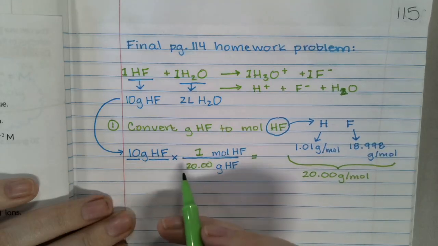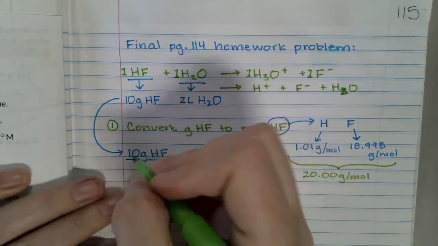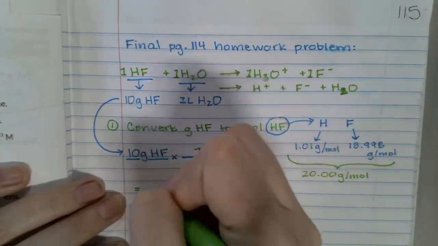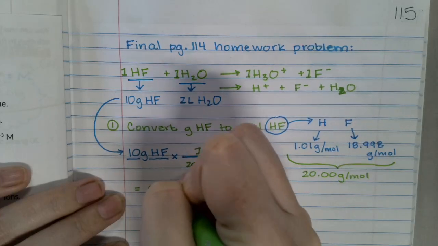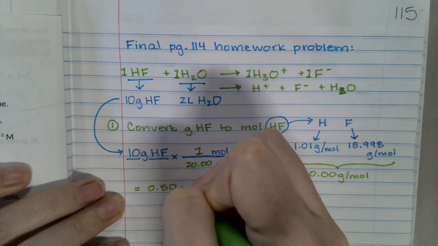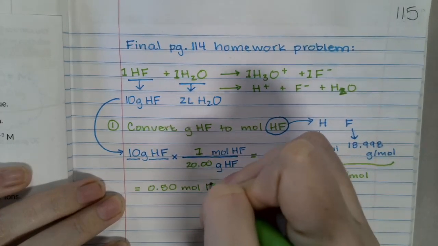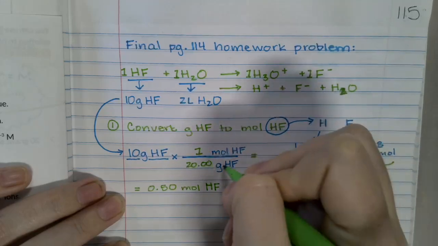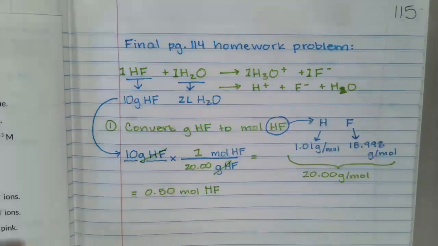Okay. So we're going to calculate an answer to that, and that's going to give us, let's see, it's going to be 10 divided by 20. So that's going to give us 0.50 moles of hydrogen fluoride. And we know that because the grams of hydrogen fluoride cancel out.